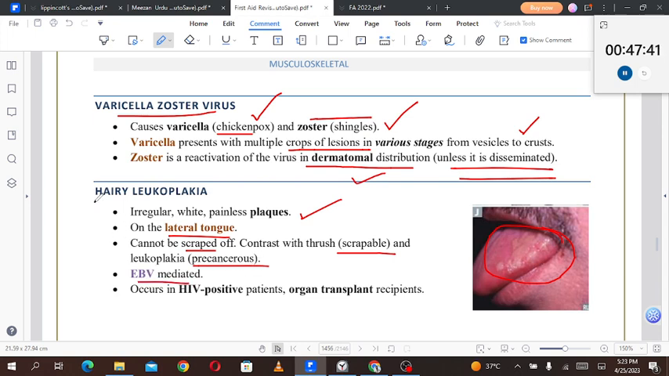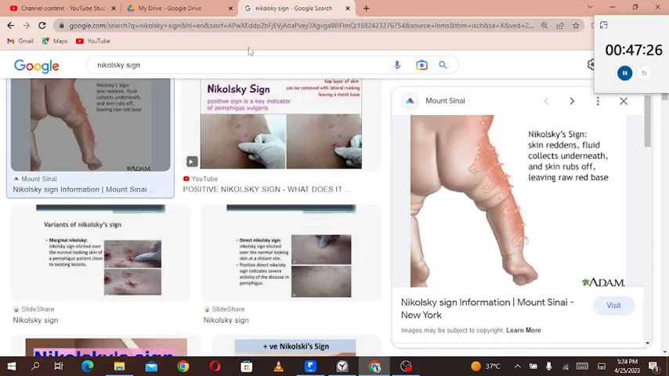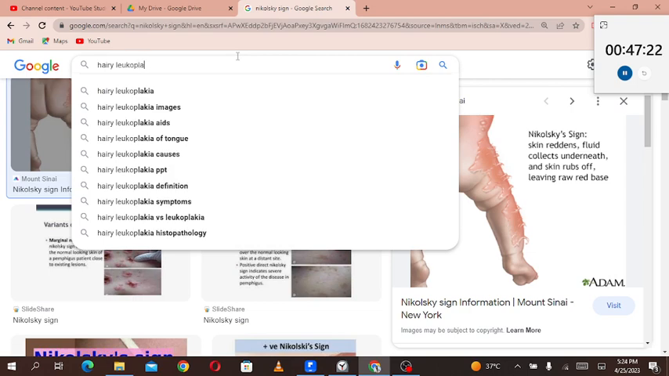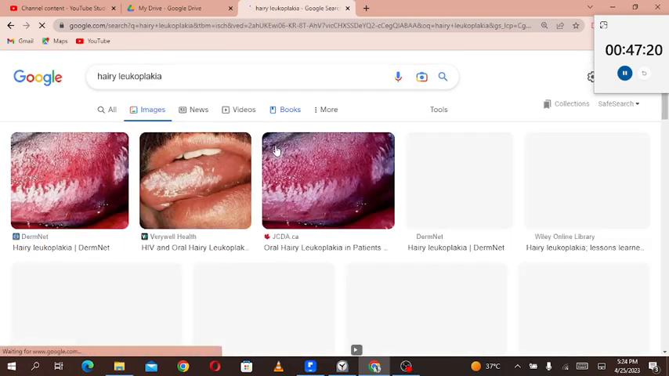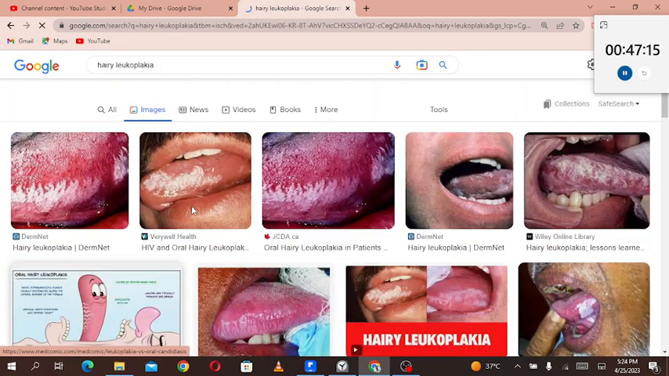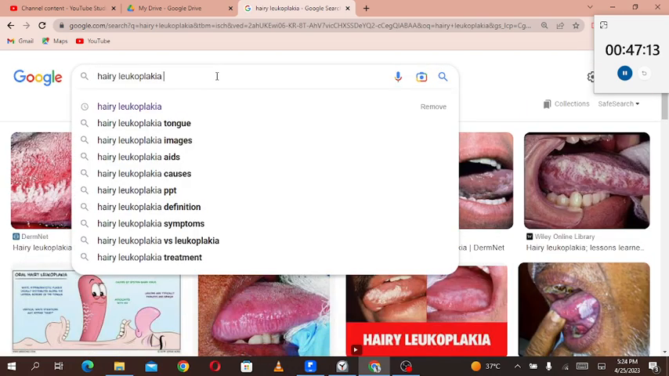Hairy leukoplakia is Epstein-Barr virus mediated. It often occurs in HIV positive patients and organ transplant recipients. The people who are immunocompromised can develop hairy leukoplakia. Why is it called hairy? Because it looks like white hair development on the tongue. If you see it over here, in hairy leukoplakia, you can see it as if hair is growing on the side of the tongue.